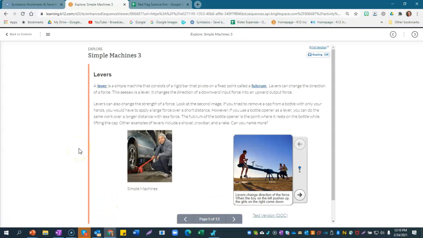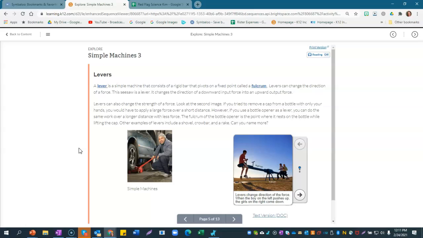So let's talk about levers. You do want to have some notes about levers. It's a simple machine that consists of a rigid bar that pivots on a fixed point called the fulcrum. So you need to know the fulcrum as well. You need to know the definition. Levers can change the direction of a force.